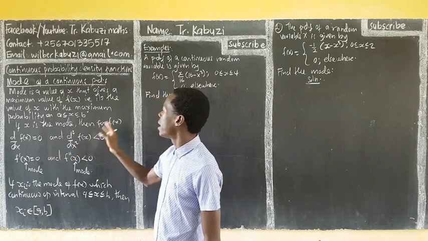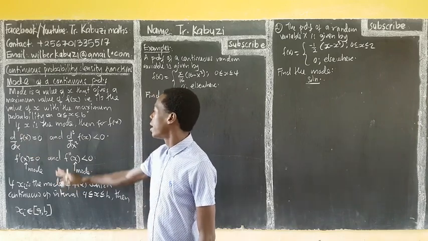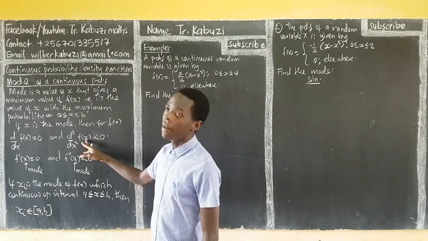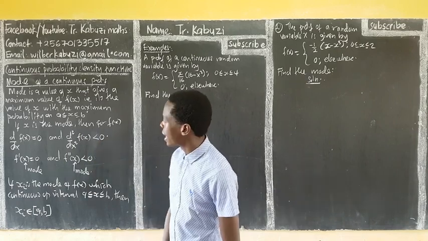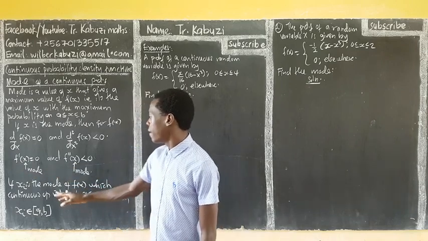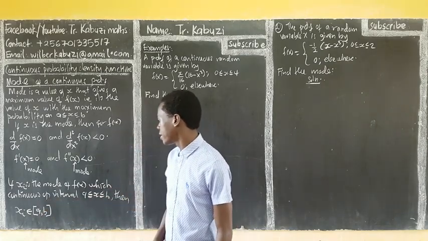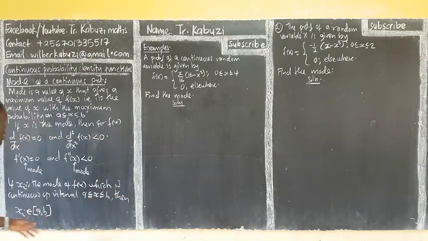If x is the mode, then for f of x, the derivative, when we substitute that value, should be 0. And when we differentiate the second time and substitute the value of x, it should be negative, less than 0. If xi is the mode of f of x, which is continuous on the interval a to b, then this mode is in that interval.